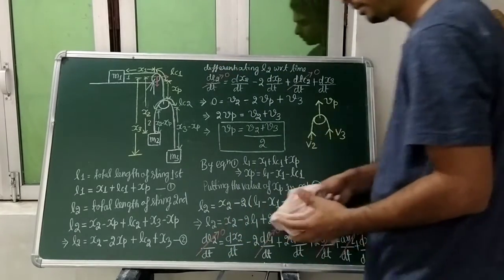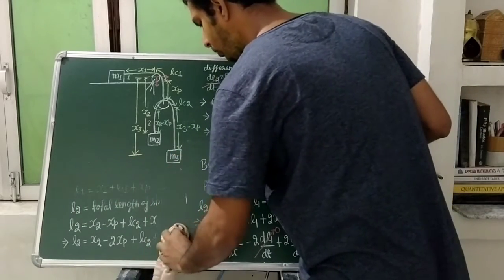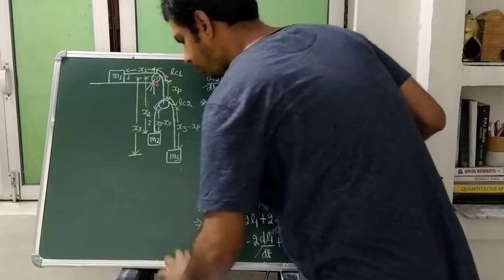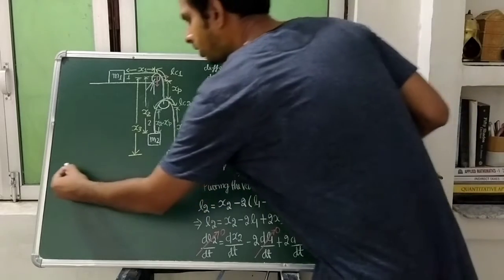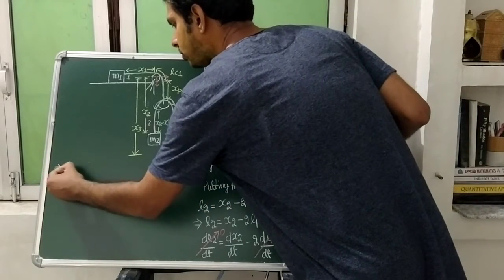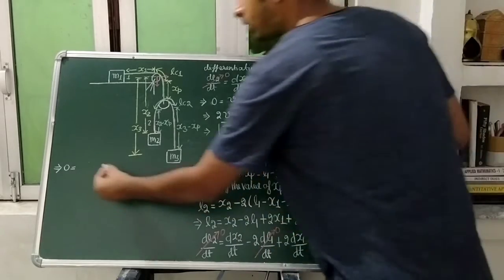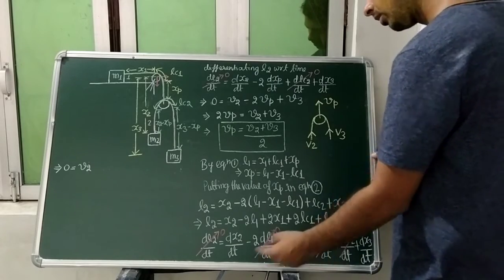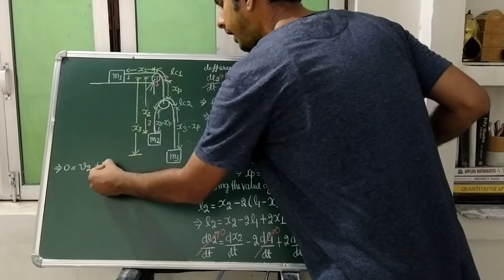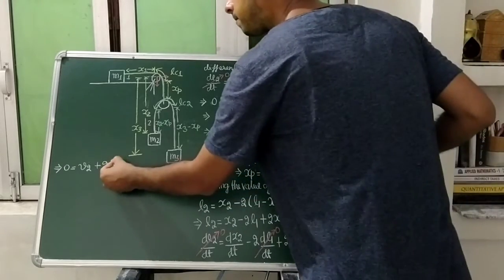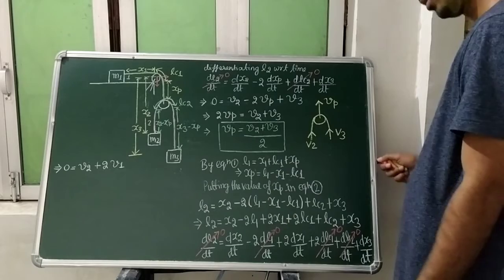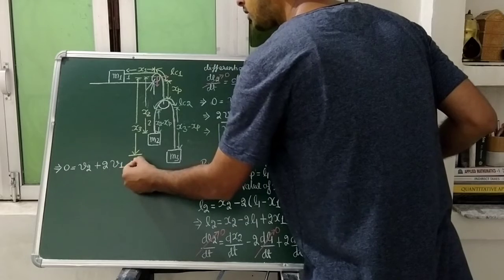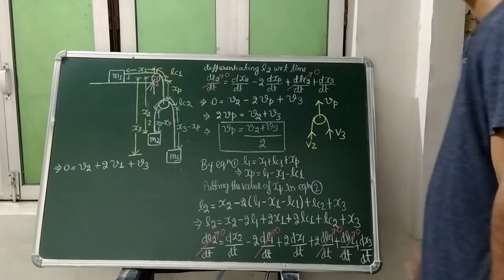So students, I am rubbing that side. So from here, what can we write, students? Our 0 should be equal to this v2 plus this twice of v1 plus this v3. Isn't it, students?